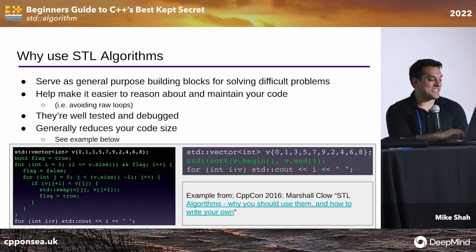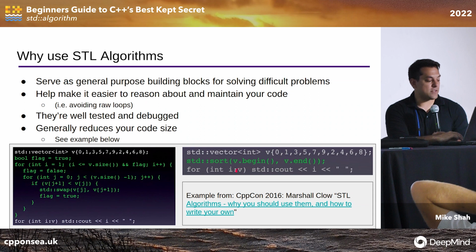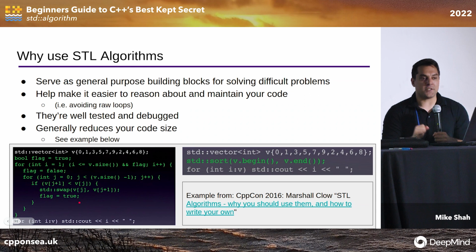So this is an example from Marshall Clow's 2016 talk on the left. I think he did a similar bubble sort here on the left. And, well, there is a sort function here. So you get a sort function that does n log n for free. You'll notice it's three lines of code to create a vector, sort it, and print it out, versus two nested loops and whatever else is going on in bubble sort, right? Managing your swaps and so on.